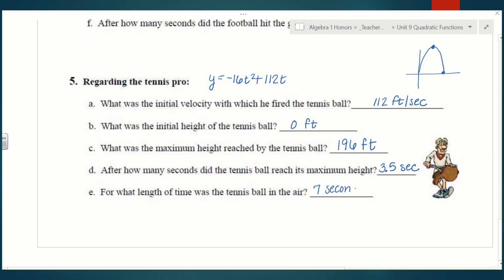You should be getting 7 seconds. Okay, that is all for this lesson.